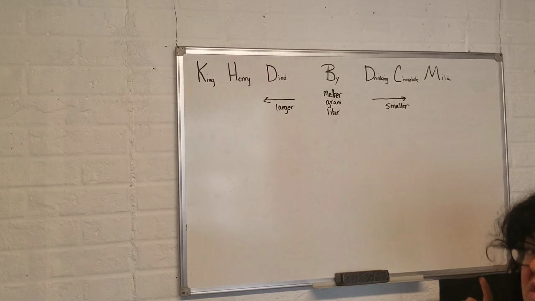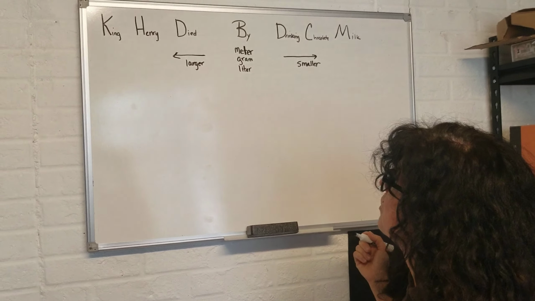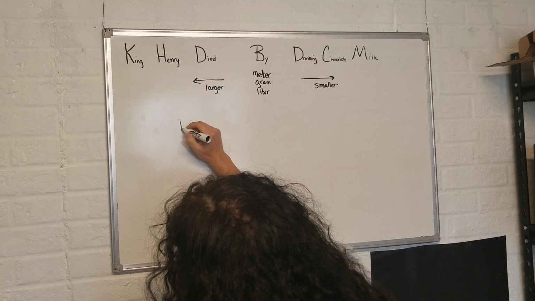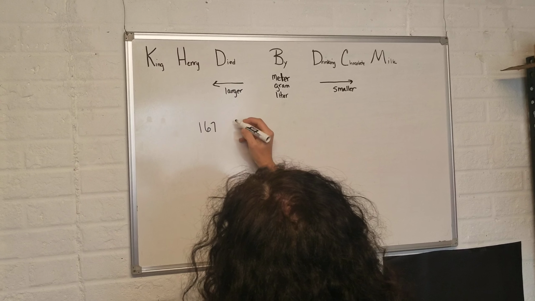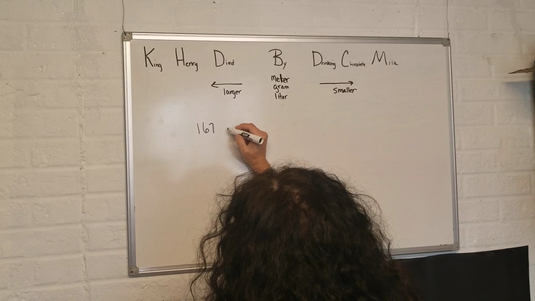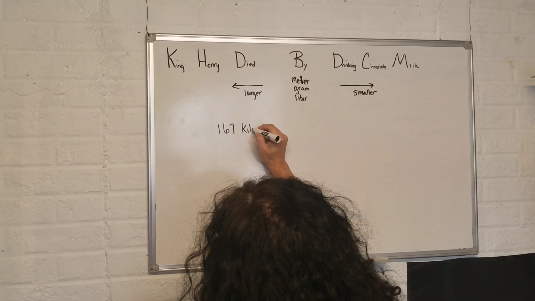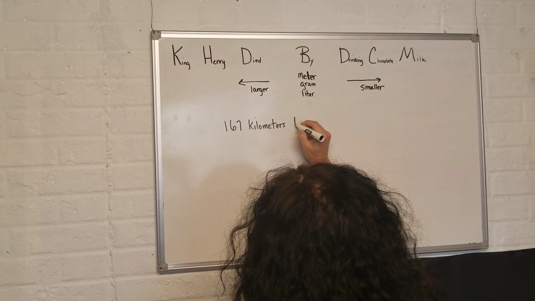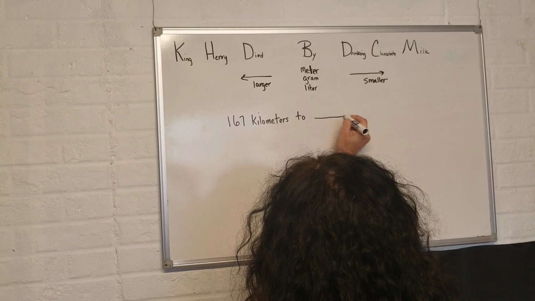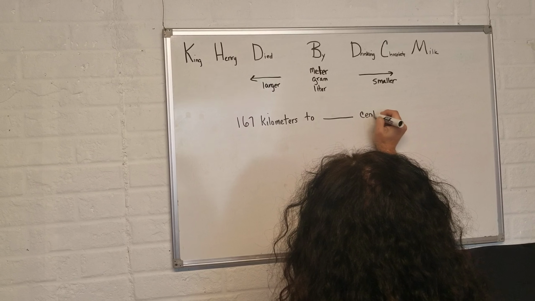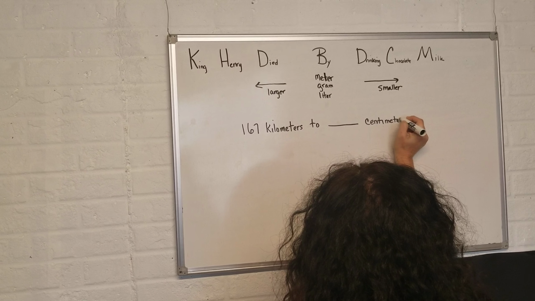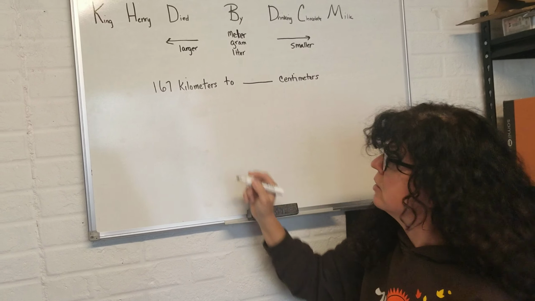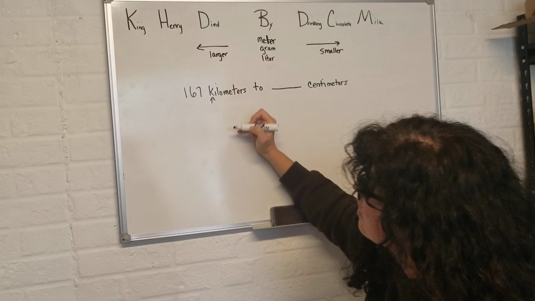And this works really great for you when you are trying to do a problem, because what if I said, convert 167, let's say, kilometers to how many centimeters? So all you have to do is figure out where you're starting. We are starting right here in kilometers.